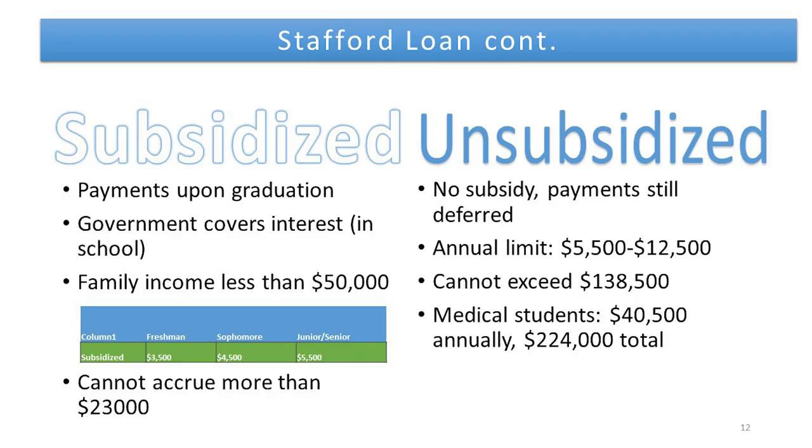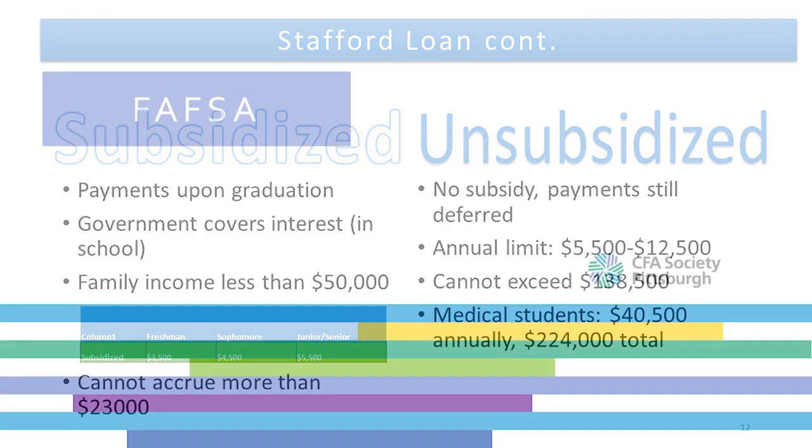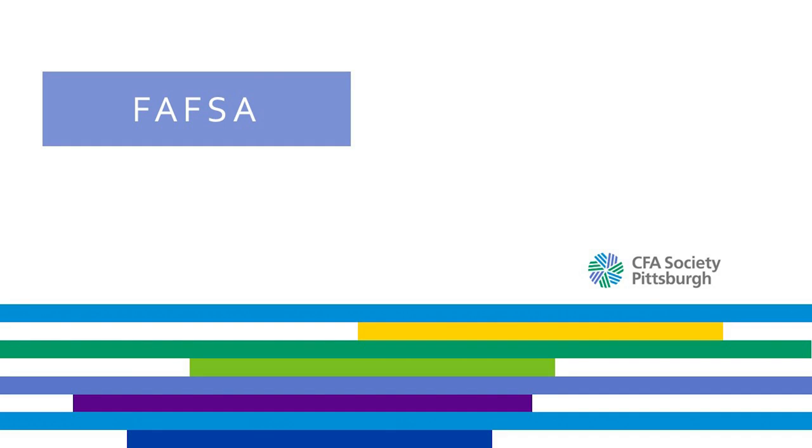Whereas on the unsubsidized side, there is no subsidy. Payments still are deferred, however. There is an annual limit to how much you can take out in the form of unsubsidized Stafford loans, at the annual limit of $12,500. And overall, it cannot exceed $138,500. For medical students, they allow these students to take out more, with an overall total limit of $224,000.